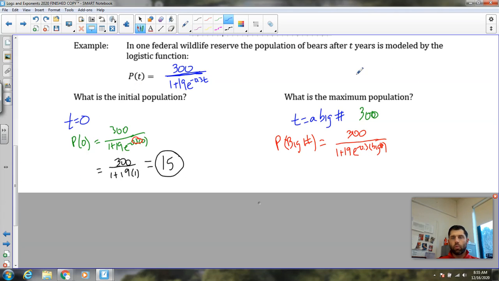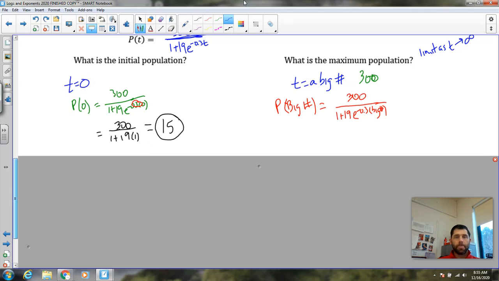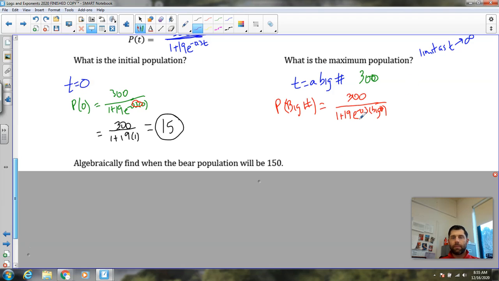So a little word to put in the back of your mind is the word limit. The limit as t approaches infinity. So as t gets bigger and bigger and bigger. That's what we're thinking of right now. So that's calculus. So what I'm going to do here is just kind of pretend in my head what's happening when t gets really big.